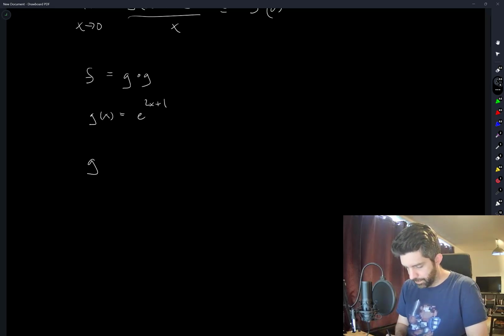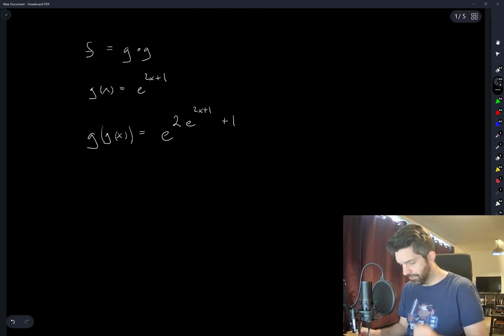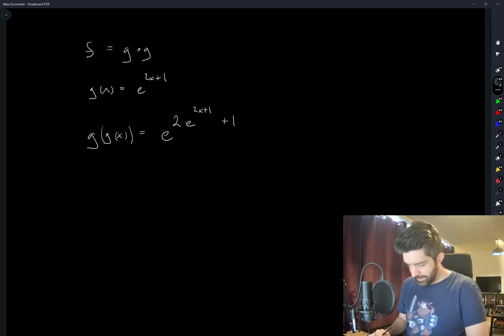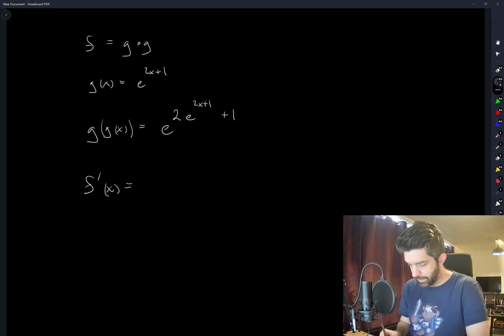Okay, so let's just compute g of x. This is e to the 2, e to the 2x plus 1, plus 1. Oh man, do I want to take a derivative of this? Oh, sheesh. Well, maybe I do it this way. f prime of x is g prime of g of x times g prime of x.